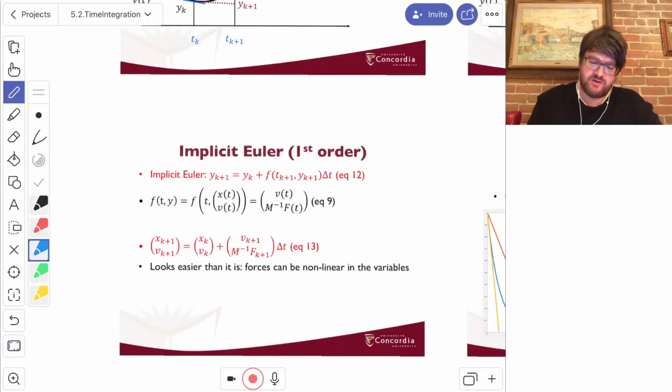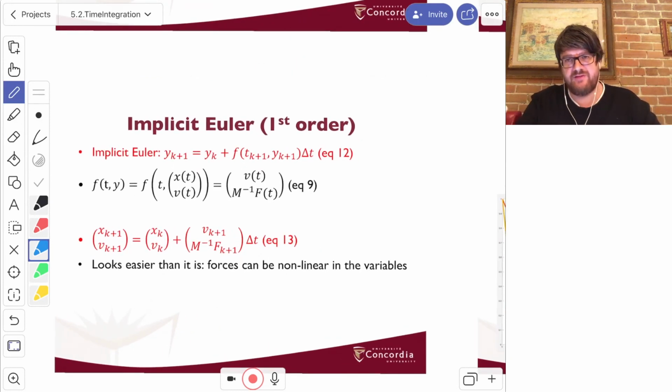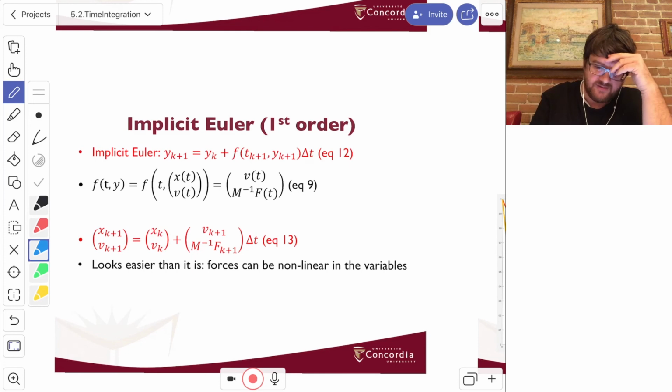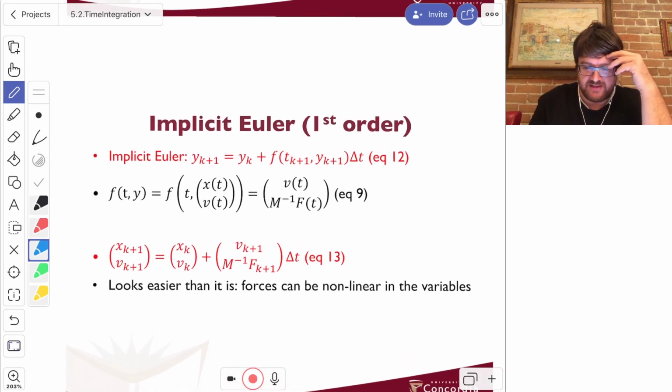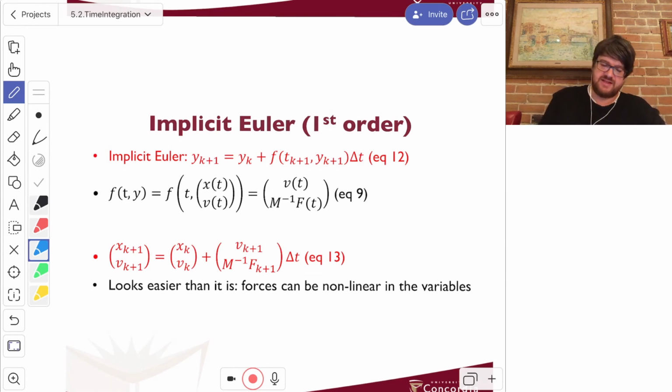We are close to the conclusion of this video, showing the various time integration techniques. They're very important. This is a very critical video for this module because the time integration is at the center of all our physics simulation. And so on this slide, I'm just writing it in a little bit more detail, the implicit Euler scheme. So the initial equation is simple. yk plus 1 equals yk plus f of tk plus 1 and yk plus 1 times delta t.